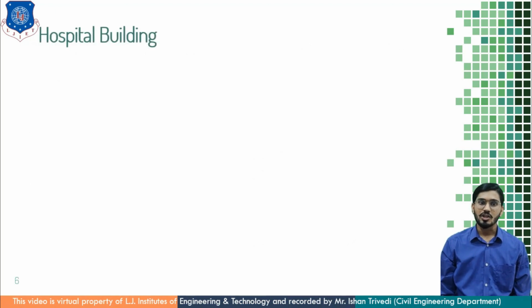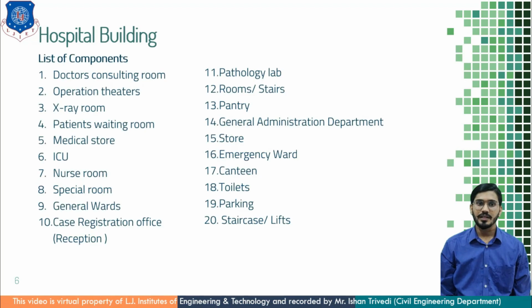Next is the hospital building. Here, first of all, let us go through the components which are part of a hospital building. These are doctor rooms or you can say consulting rooms. Sometimes you will find the doctor's personal room. So these things are separate. It is meant for their rest. So the doctor's room and their consulting rooms are separate.